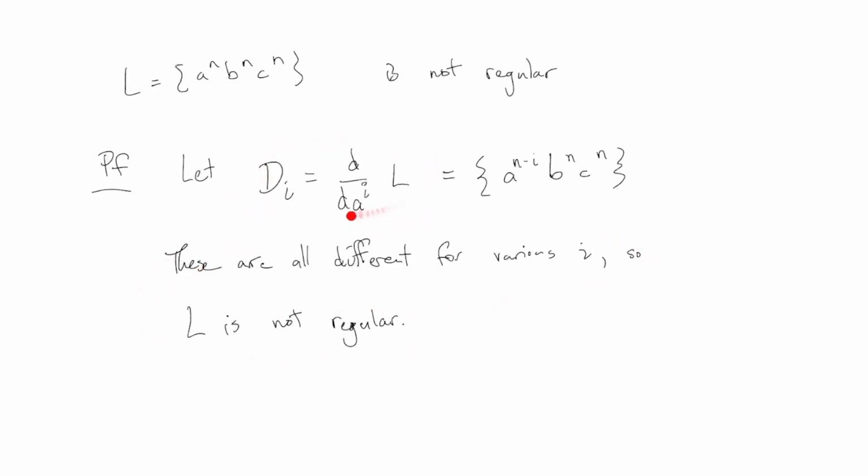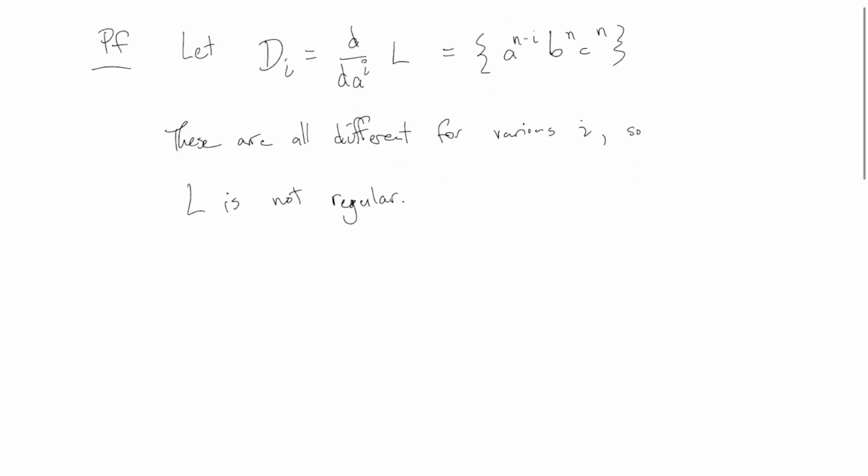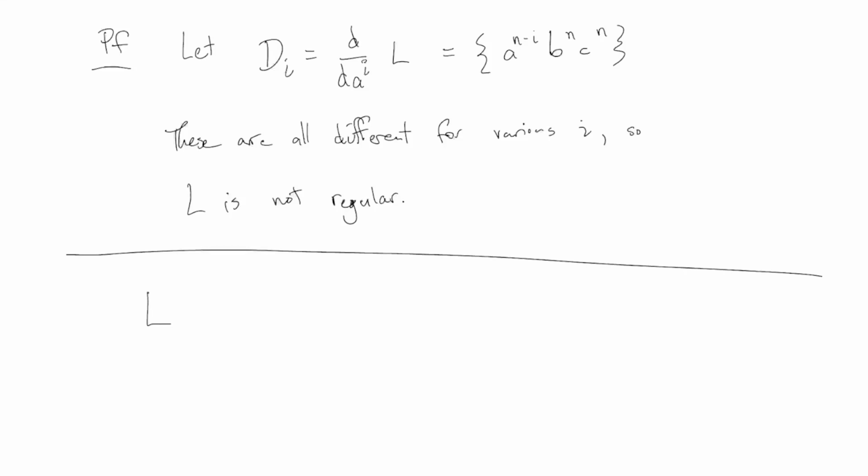The creativity really just comes right in here. You have to decide how to choose the appropriate derivatives to make, and the goal is you want to make it so that this answer is different for each different value of i, or at least you get infinitely many different answers. All right, let's just try another one, another simple one, and then we will do some that are a little bit more interesting.